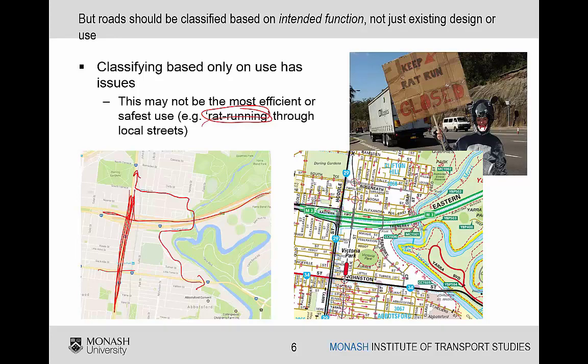So this is a different perspective. This is from the Melways map, but each of these little red bumps, red areas, is a speed hump to quite vigorously try to reinforce the intended function of the road as a local road.